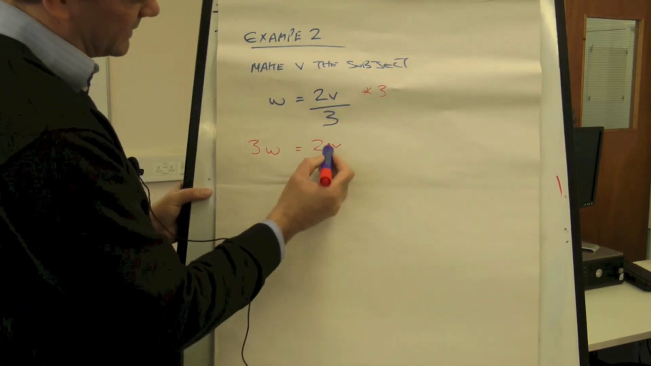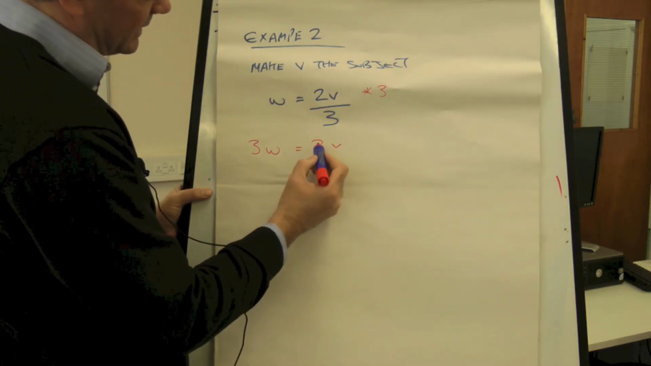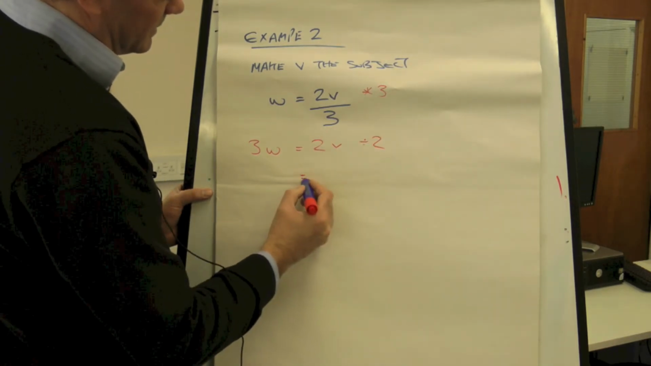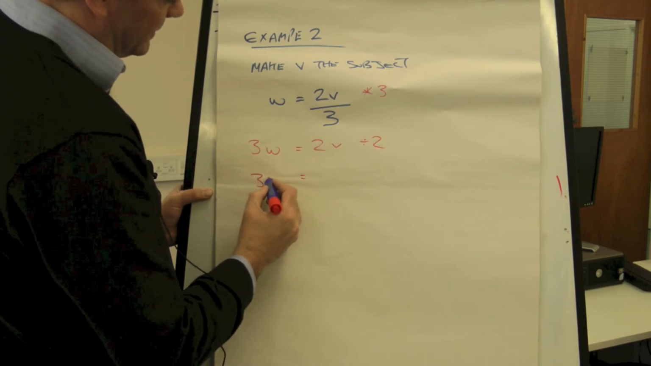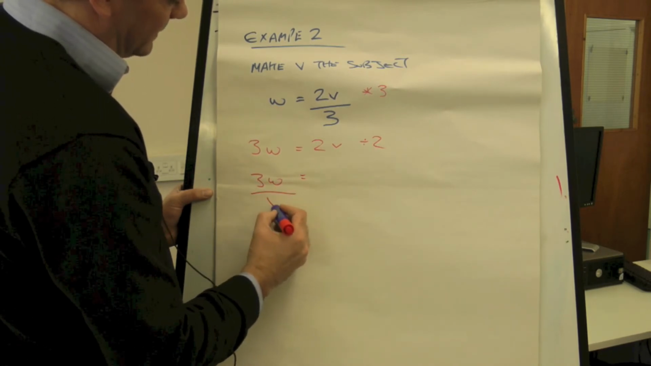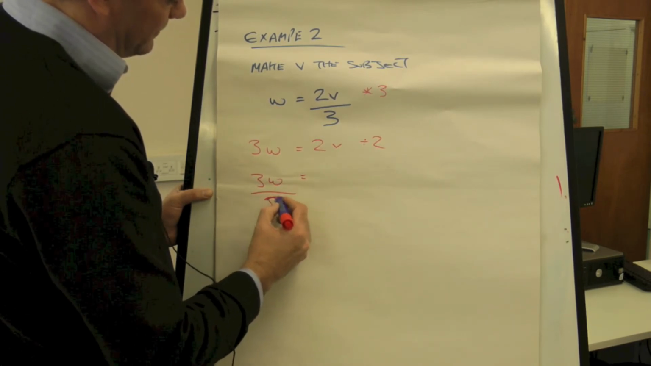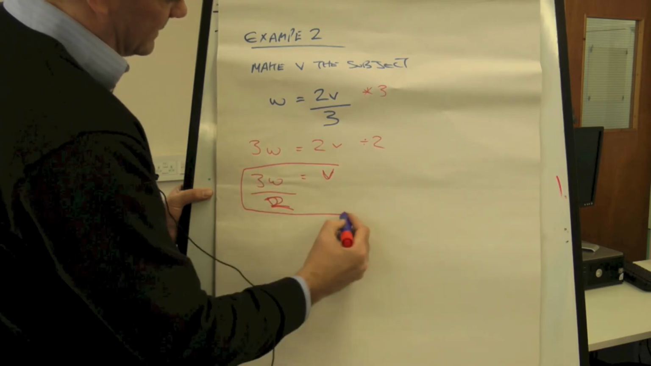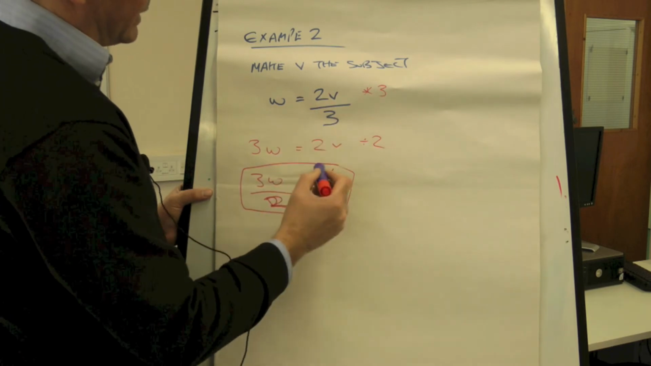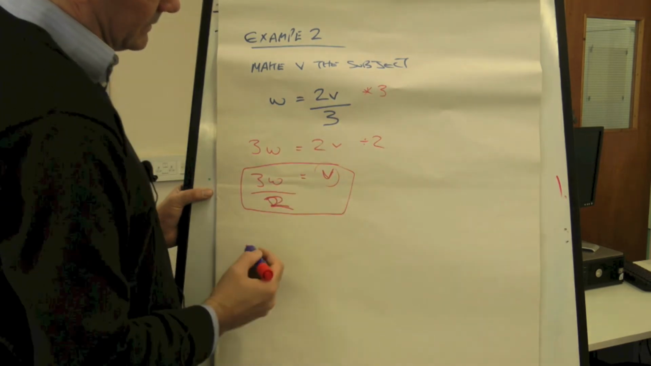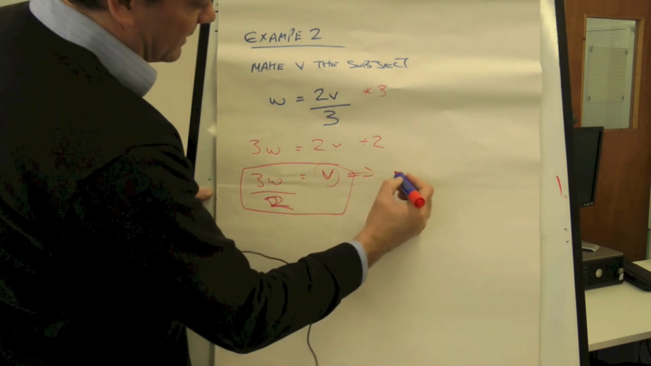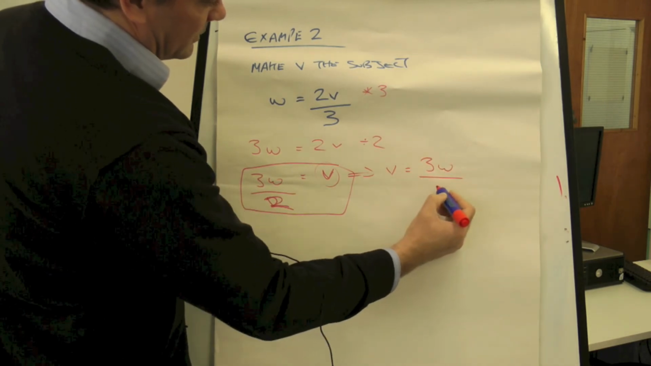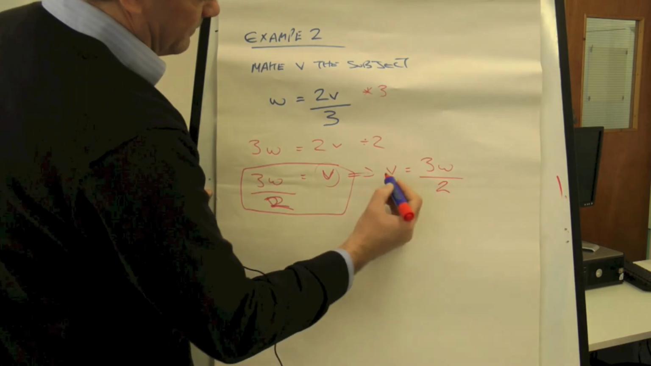Now if I want v on its own again, the next stage is to think, how do I get rid of the 2 times? I divide by 2, so I'm going to do 3w divided by 2 equals v. And that is this equation rearranged, but now I've made v the subject. If I wanted to write it so it looks smarter, I go v equals 3 times w divided by 2. Thank you.